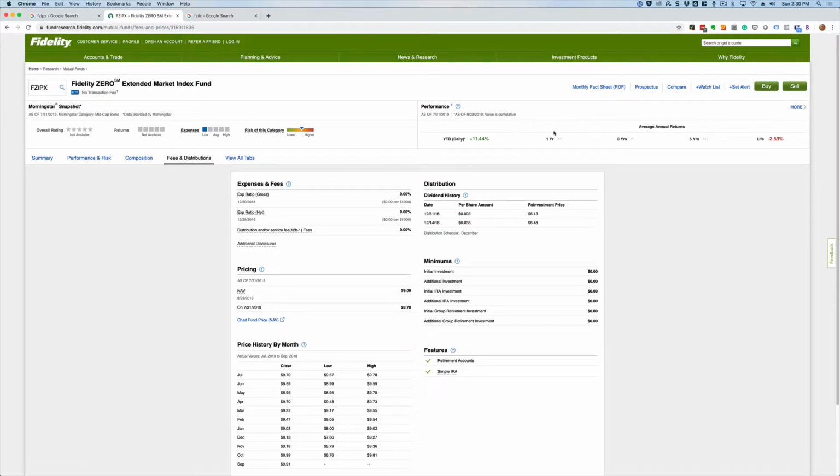Now, you can go to the prospectus, which is a document filed with the SEC that gives you all of the nitty-gritty of the fund, but you don't need to. Really, what we've just walked through is about all you need.